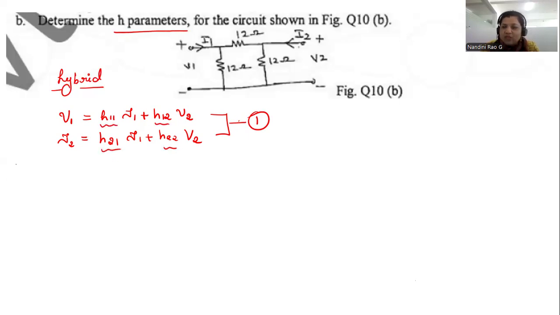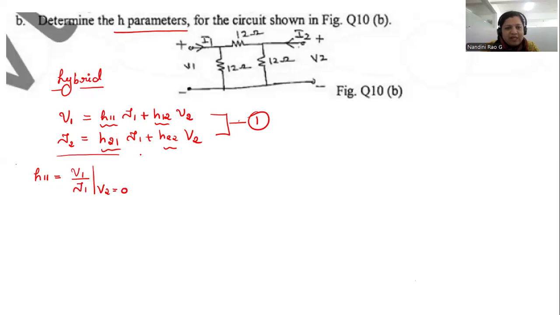Okay, so from these two expressions itself, we will try to write the expression for H11. What is H11? V1 divided by I1. When? When this particular term is 0. We cannot make I1 to 0. So we will consider V2 as 0. So H11 equal to V1 by I1 when V2 equal to 0.